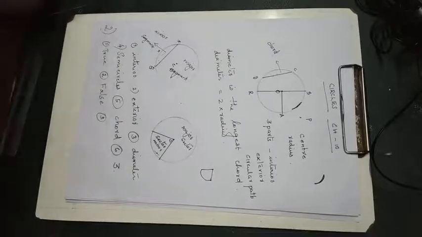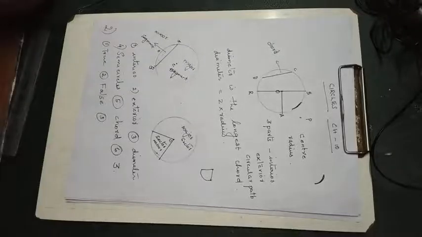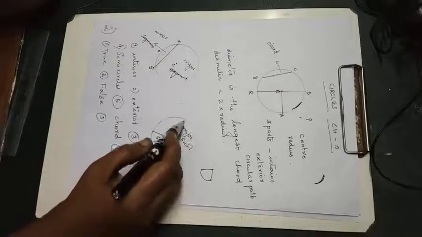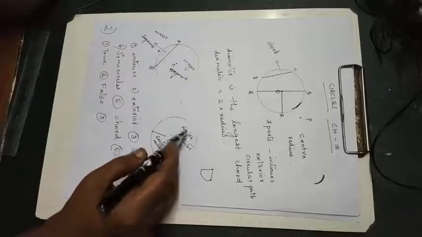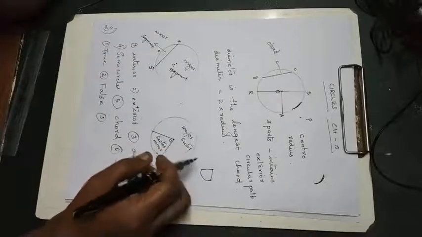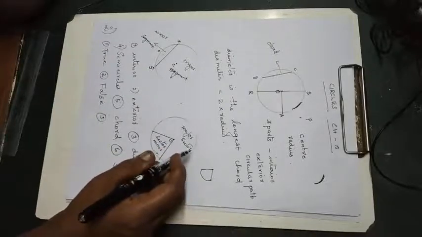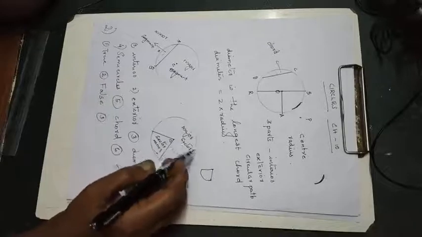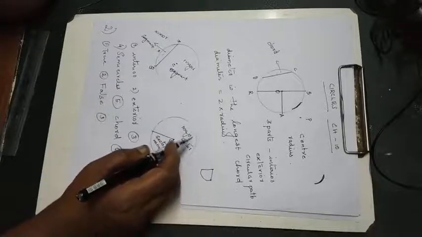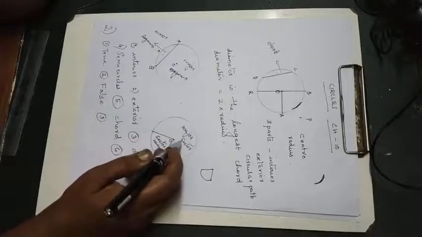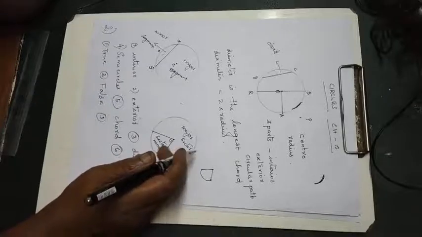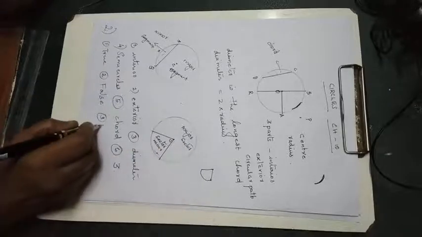Third one. If a circle is divided into 3 equal arcs, each is a major arc. So if you have divided a circle into 3 portions, will they be major arcs? No. Equal means it is equal only. So it is not major or minor.